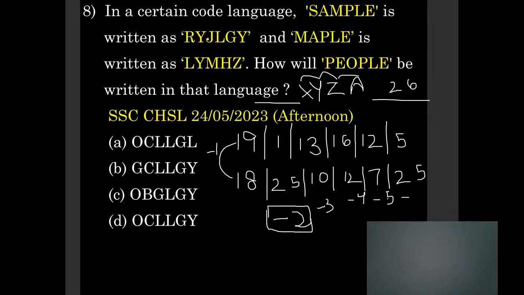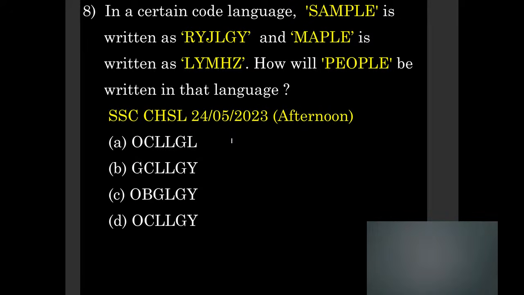Based on the same logic, you should find for people. Here also it is minus 1, minus 2, minus 3, and so on. So let us check how to do. People: P is 16. Next, E value is 5. O value is 15. Again, P value is 16. L value is 12. E value is 5.